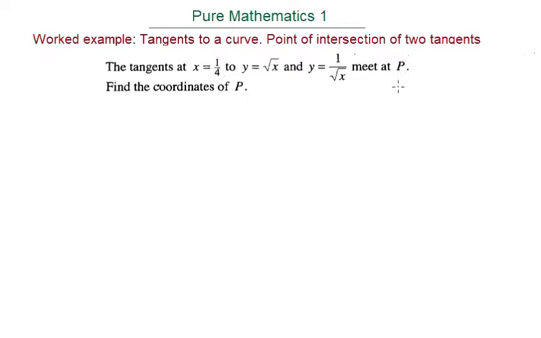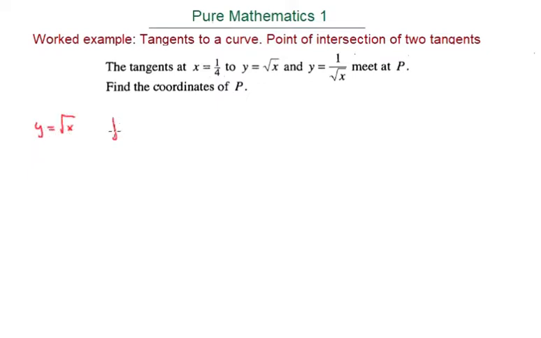To break down this problem into parts, we will have to follow the following steps. First, we find the equations of the two tangents. One is to the curve y equals the square root of x, and the other y equals 1 over the square root of x. Then, we will find the point P at which the two tangents intersect. Let's start with the first one, y equals the square root of x.